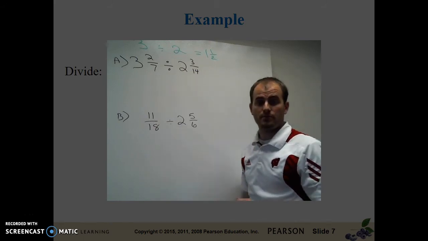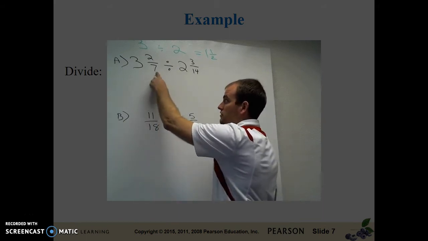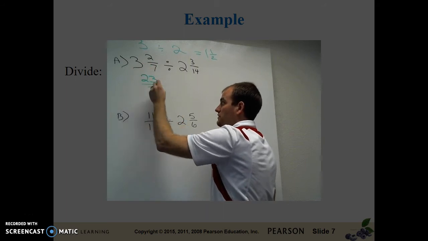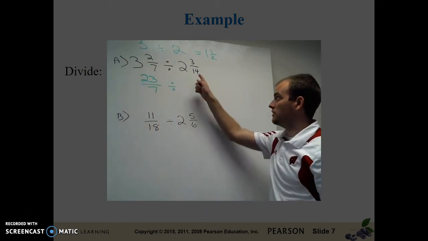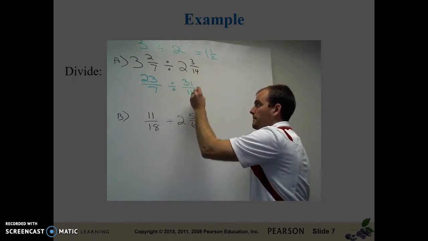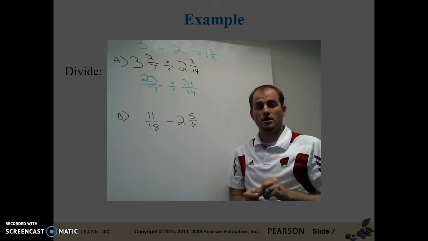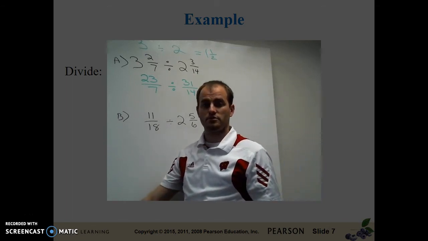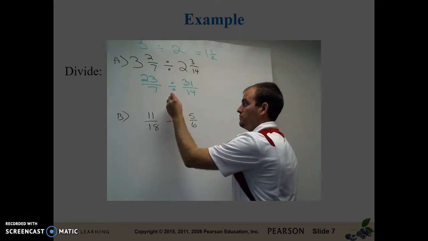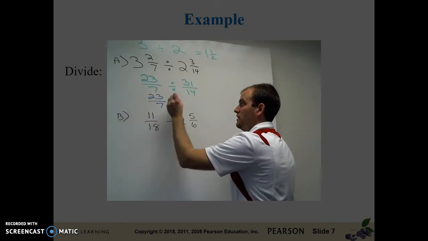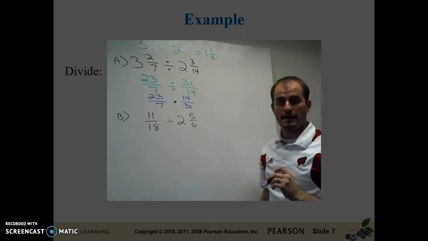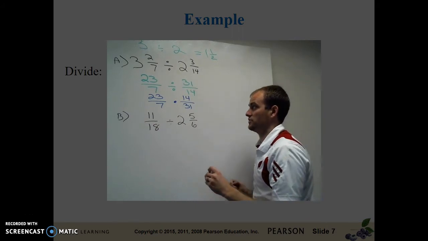So again, to do this, you flip them to improper fractions. 7 times 3 is 21, plus 2 is 23/7, divided by 2 times 14 is 28, plus 3 is 31/14. Okay, so convert the mixed numbers to improper fractions. Now you just divide the fractions. Remember, to divide fractions, we flip and multiply. So 23/7 times 14/31. Multiply by the reciprocal of the second fraction, called the divisor.